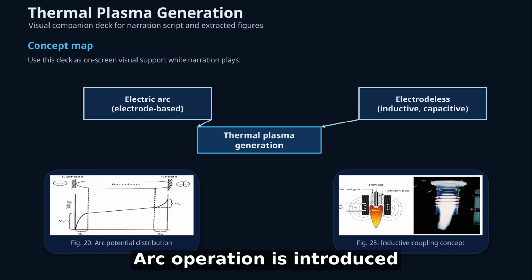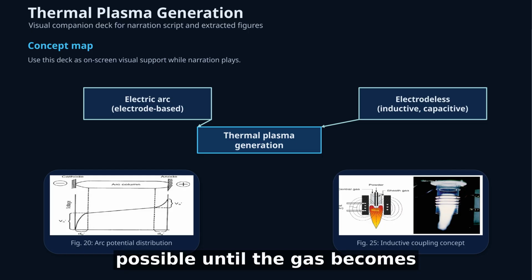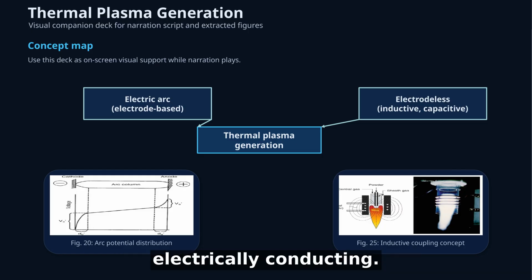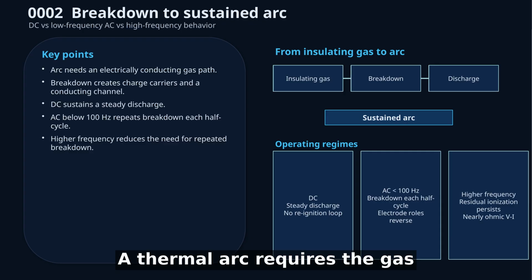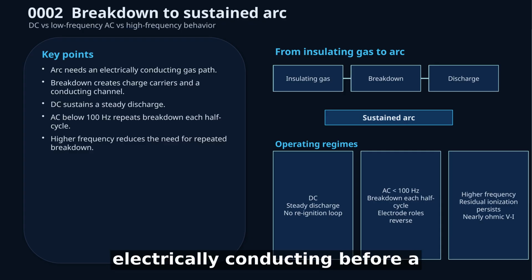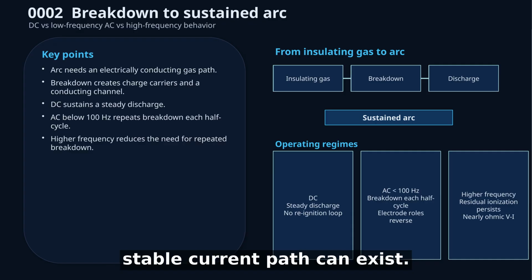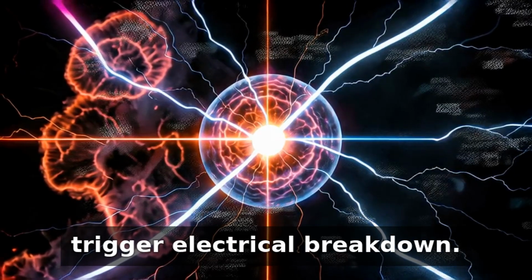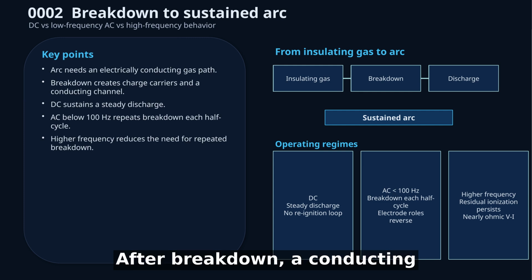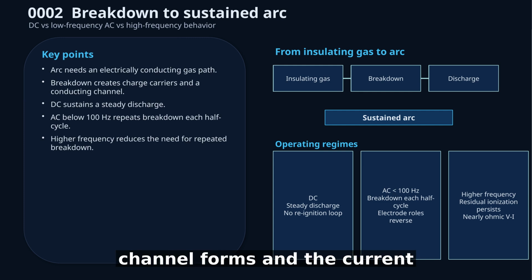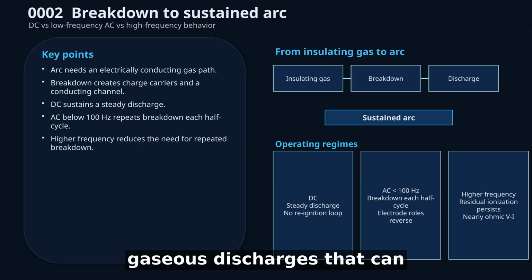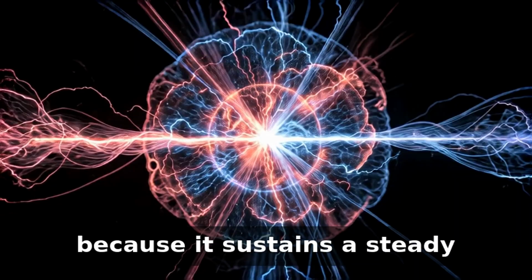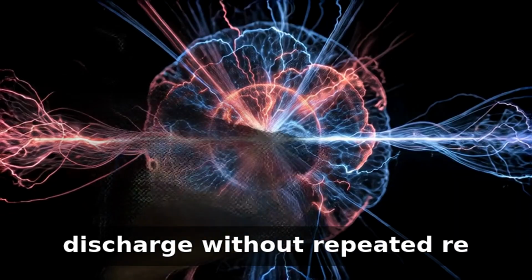Arc operation is introduced first, because an arc is not possible until the gas becomes electrically conducting. A thermal arc requires the gas between electrodes to become conducting before a stable current path can exist. At room temperature, the gas is a strong insulator, so charge carriers must be created to trigger electrical breakdown. After breakdown, a conducting channel forms, and the current through the ionized gas produces gaseous discharges that can develop into an arc. Most industrial arcs use DC because it sustains a steady discharge without repeated reignition.